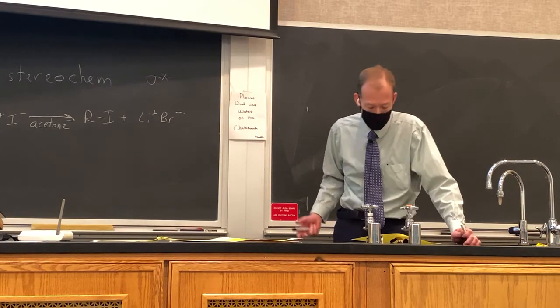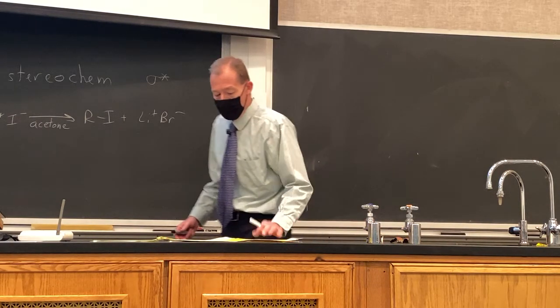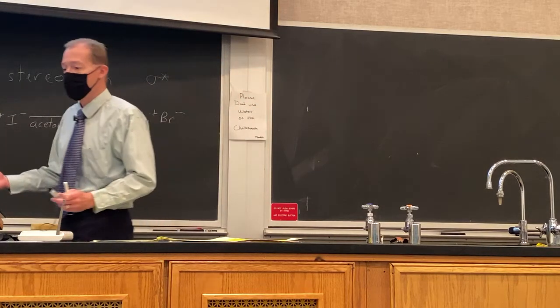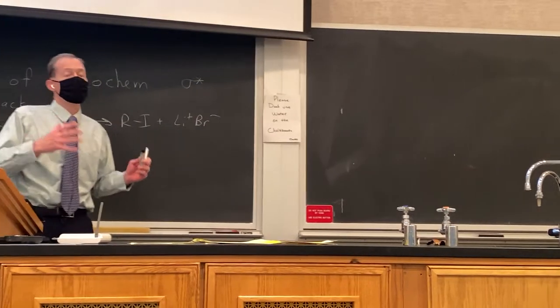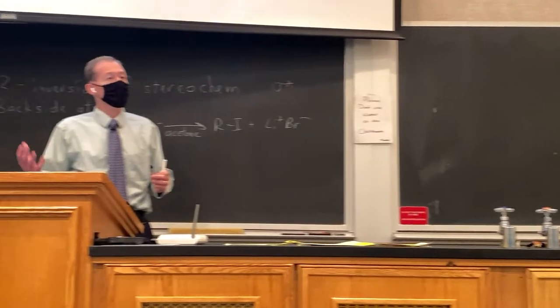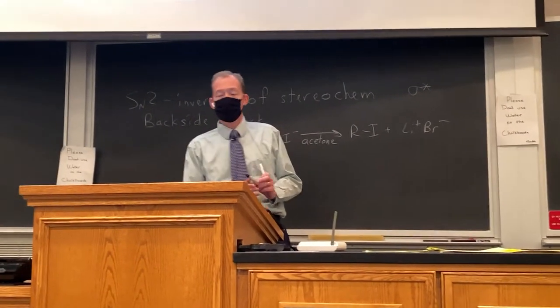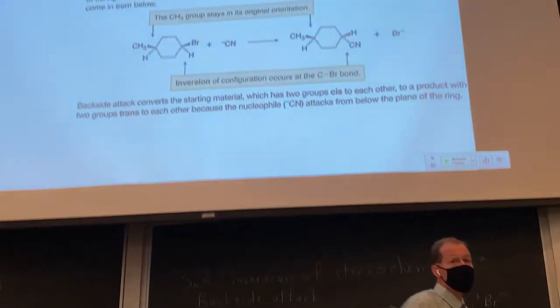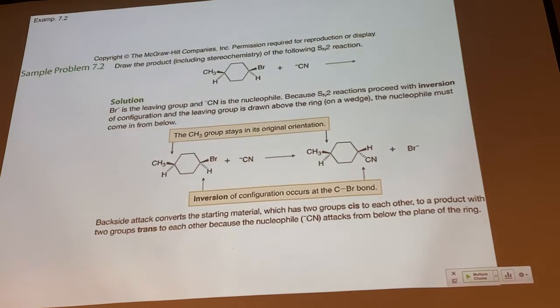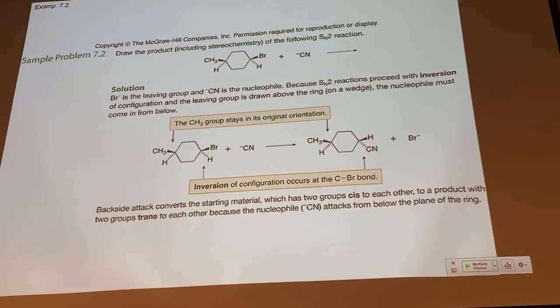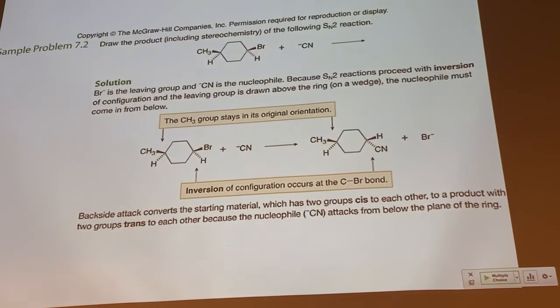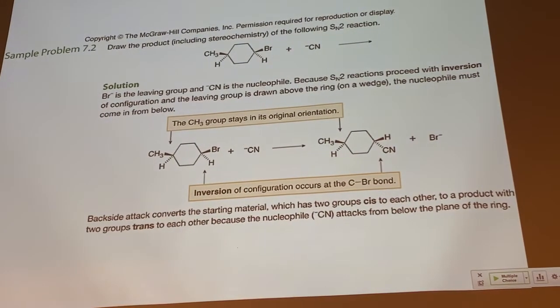All right, so now we have two ways to explain why the inversion occurs. We also need to be able to draw the products of an inversion. And the way we draw the products depends on how the starting materials are drawn. This sample problem from the book shows you how to show inversion of configuration if it's a cyclic alkyl halide.